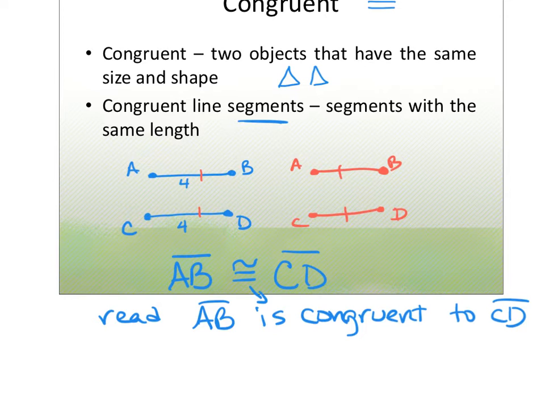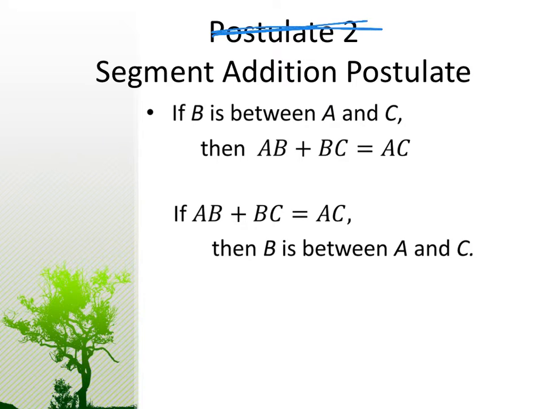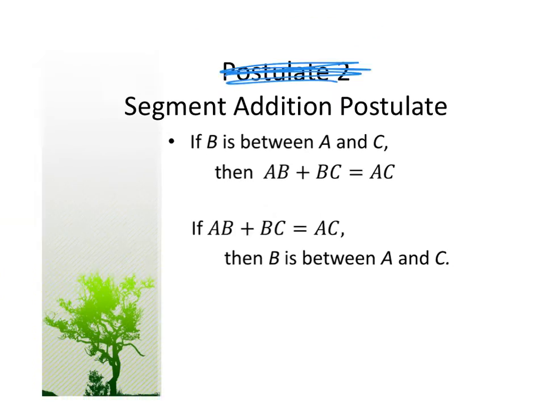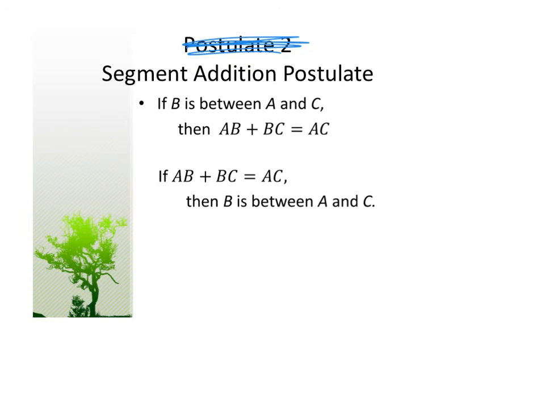Let's try our next postulate. So again, we don't worry about the number. It's just the second postulate that we're learning in this textbook. So postulate number 2 is called the segment addition postulate. Now, we're going to be using this probably in proofs. If you want to abbreviate segment addition postulate and call it SAP, when we're writing it as a reason in a proof, you can. But if you want to write out all 3 words, you can.